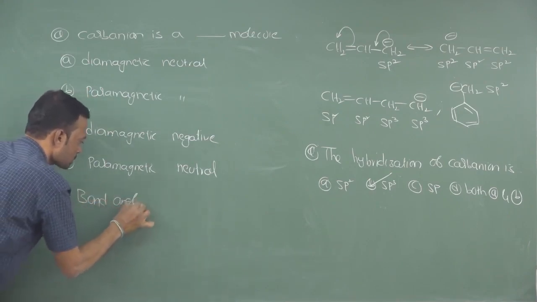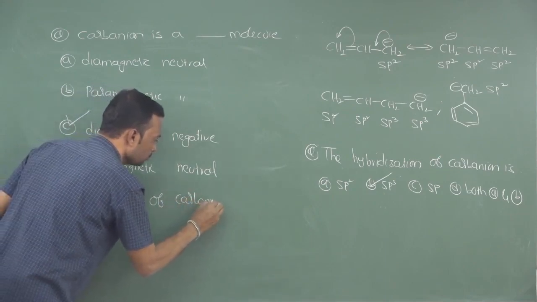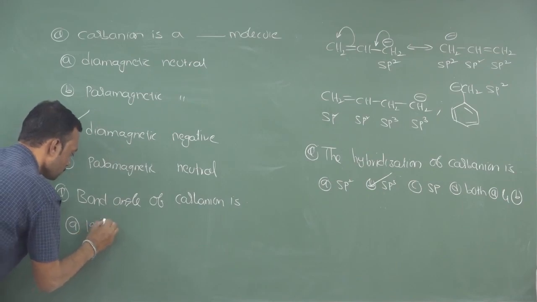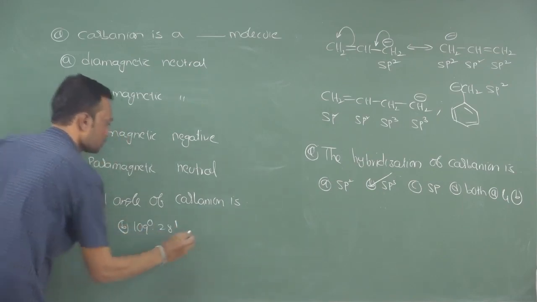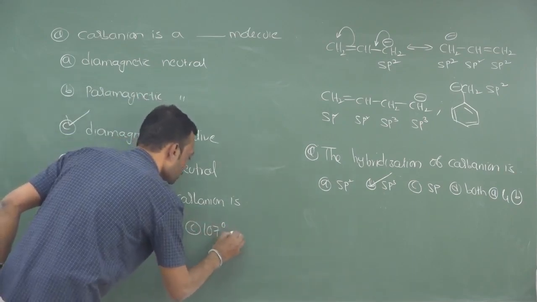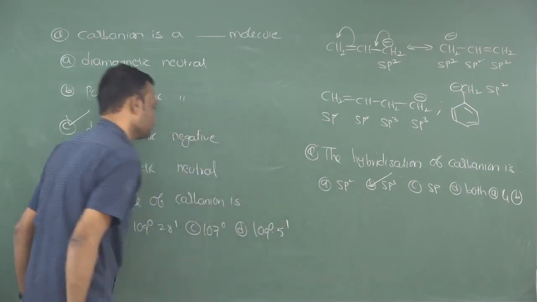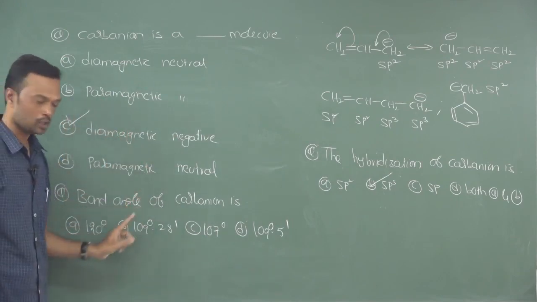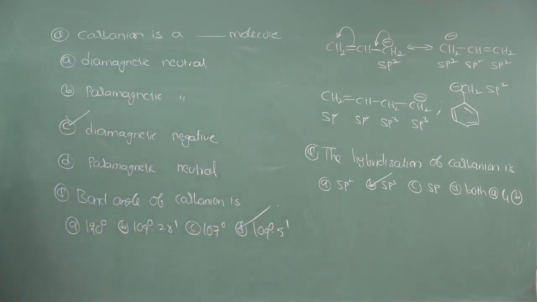Now this question is also asked in exams. Bond angle of carbanion is: 120 degrees, 109 degrees 28 minutes, 107, option D, 109 degrees 5 minutes. Generally when sp3 is there and we know it is isoelectronic with ammonia, you will think about 107. But the correct answer is 109 degrees 5 minutes.